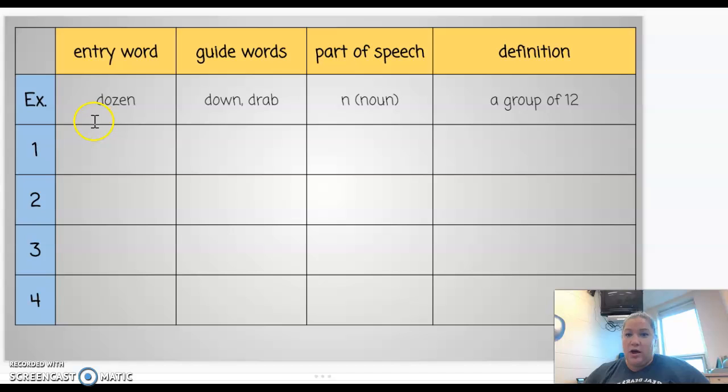So, as an example, I chose the word dozen. The guide words on the top of the page where dozen is found are down and drab. You will find those 2 words and write them after you choose your entry word.